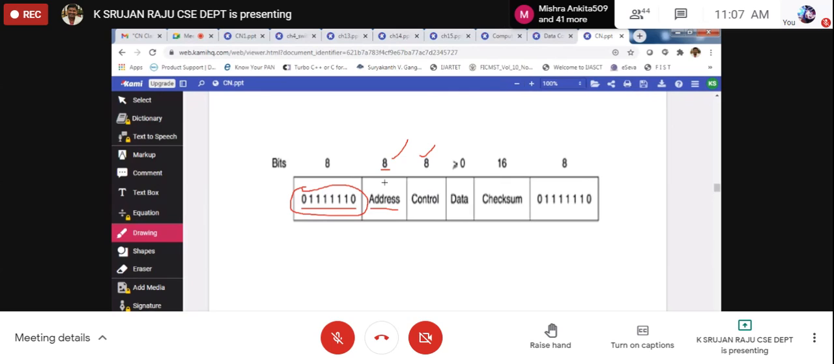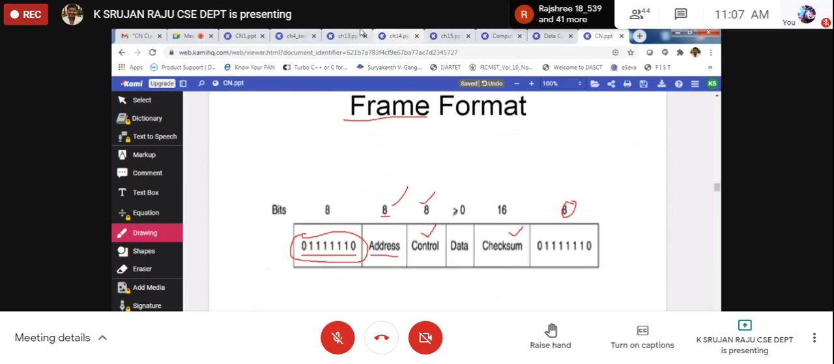Then we are going to have address. Address is going to be for the source and destination, we said. Then we are going to have control, then the checksum, and here we are going to have the ending flag. Okay, sequence. This is a bit oriented protocol. That was the reason we are representing 01111110, to identify the frame starting and frame ending.